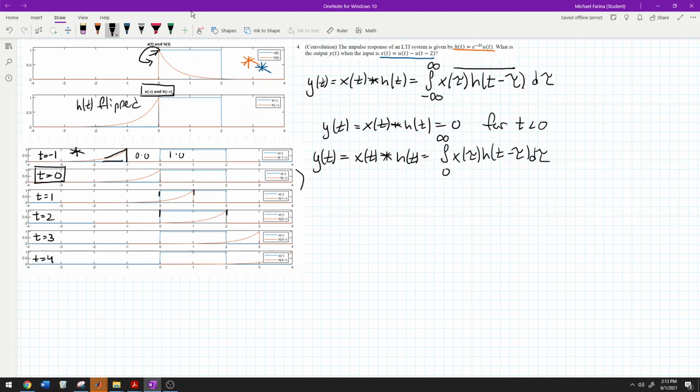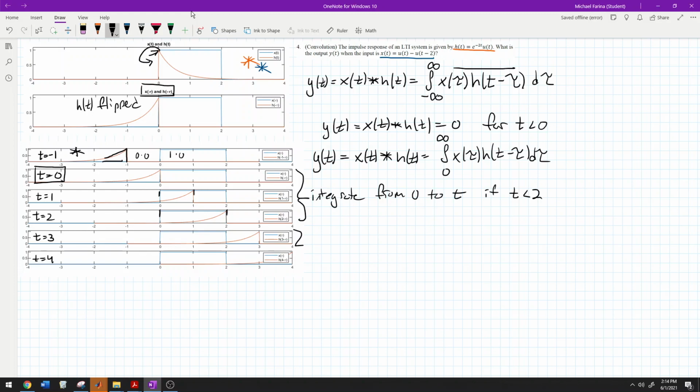So for these three right here, we're going to integrate along the length of the box that interacts. And that's going to depend on what time we take that snapshot at. So that's going to go from 0 to t if t is less than 2.